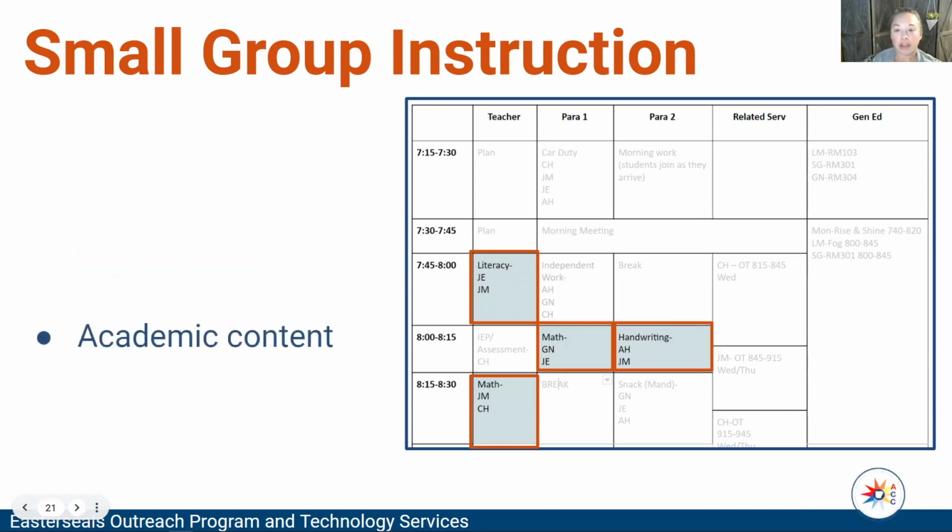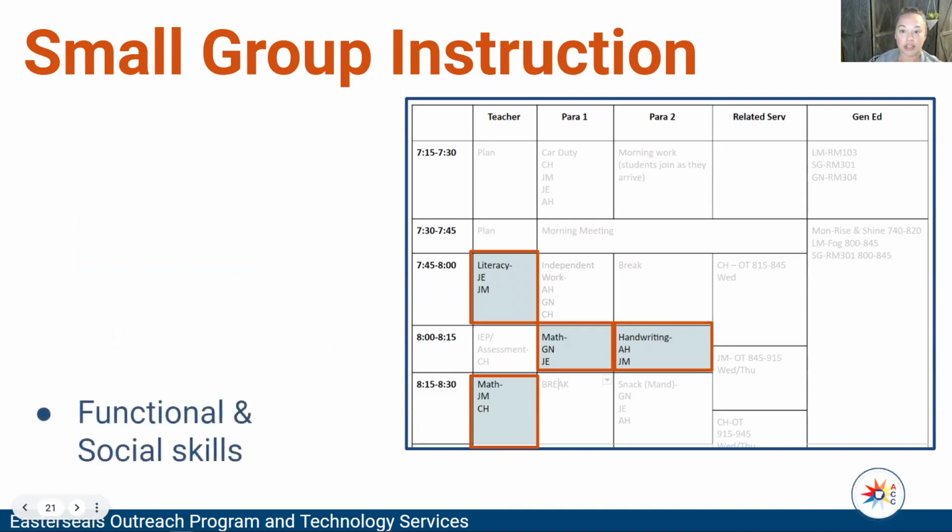You may be working on academic content, which of course could relate back to their IEP goals. And then considering within that, are there OT, PT, or speech skills that could be addressed within their academic targets? Can you pull that in to their academic small group time? You may also be working on functional and social skills during those times. So just kind of covering the bases for whatever your students' needs are when it's appropriate to teach them in a small group. There are a variety of things that you can do during that time.